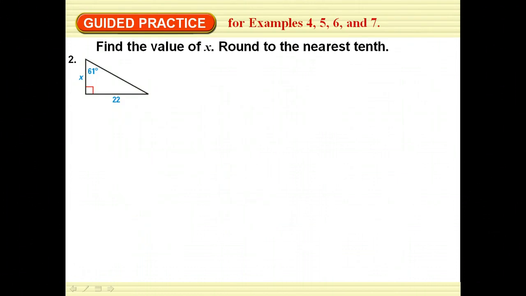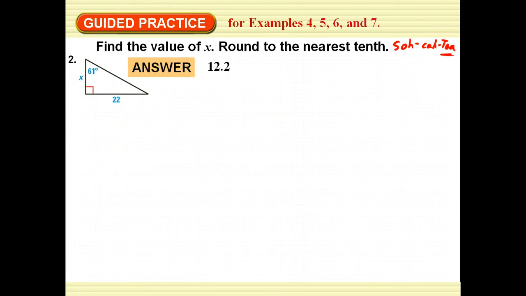Find the value of x and then round to the nearest tenth. Okay, let's decide which one we're going to use here. So my 61 degrees, I have opposite and adjacent, and so if I do the SOHCAHTOA, I can see that opposite and adjacent is tangent, so I'm going to use tangent.